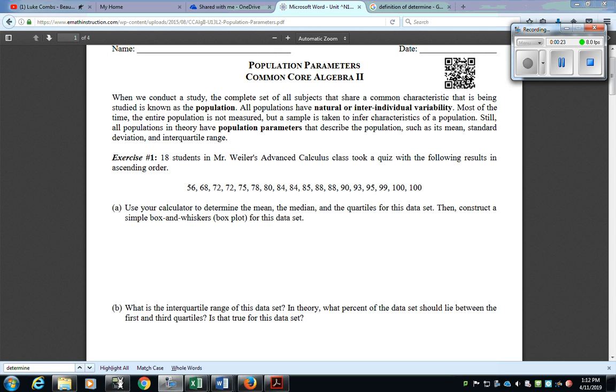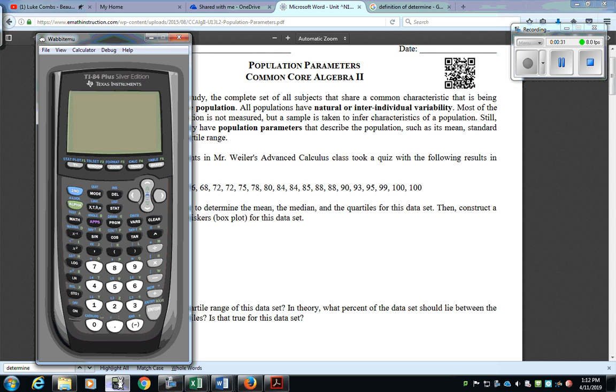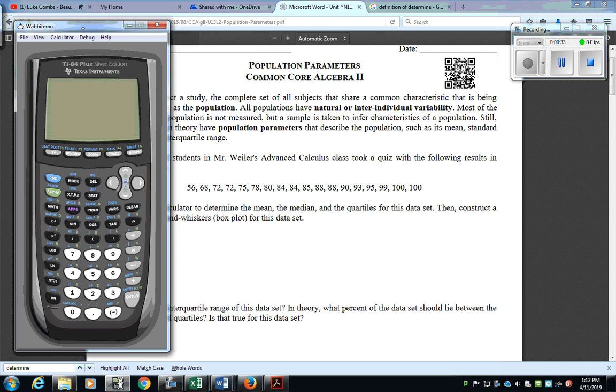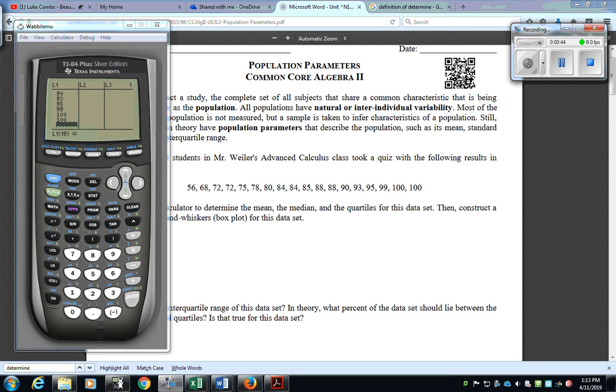For exercise 1, we have 18 students in an advanced calculus class, and we have their quiz grades. So I'm going to go ahead right now and pull up my calculator. I'm going to go to Stat and then Enter. And I'm going to pause the video right here, and when I come back, I'm going to have those 18 numbers in. So as you can see now, I have all those numbers in.